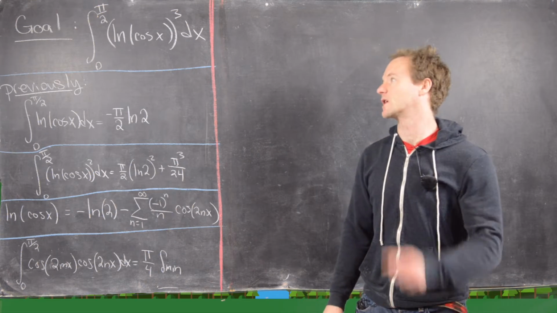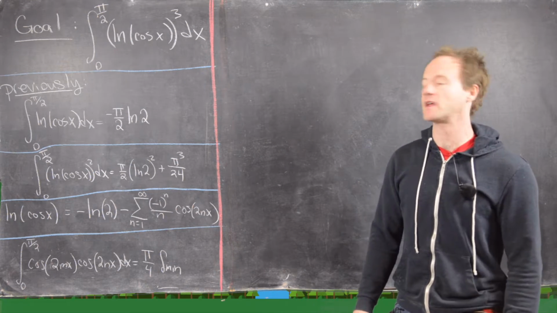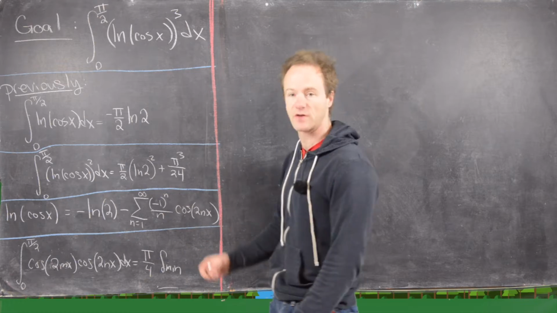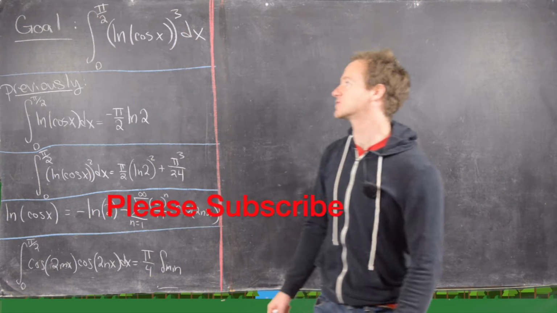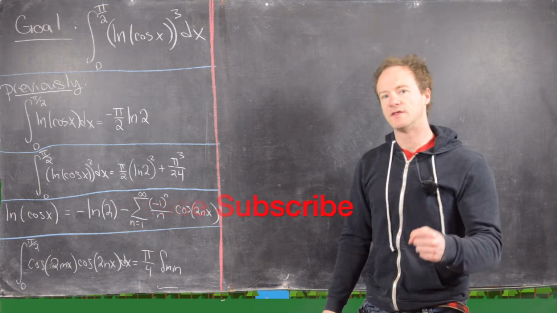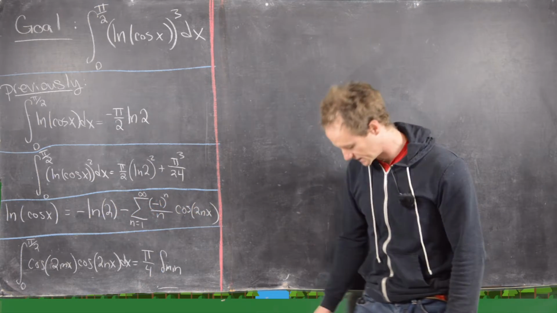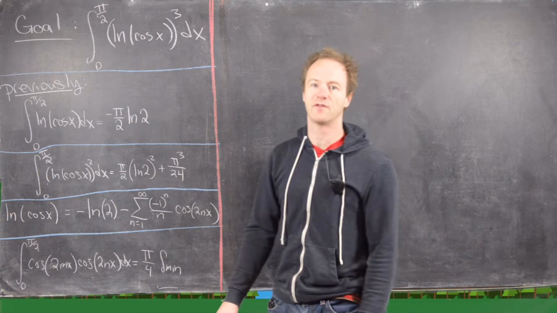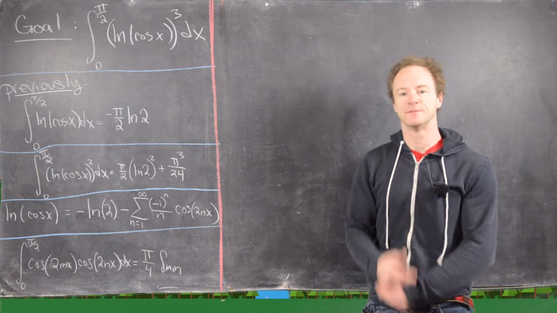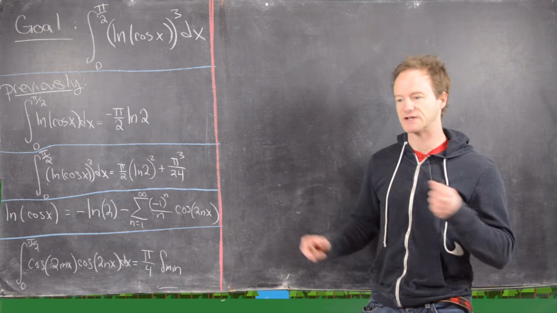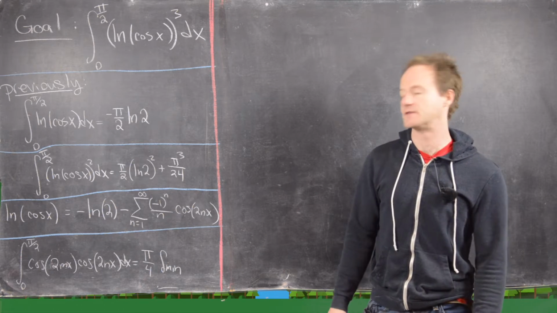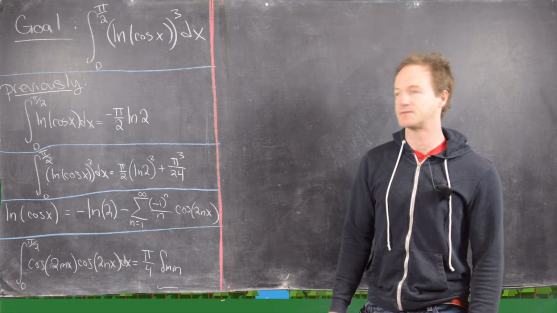Okay, in this video we're going to complete the trilogy of calculating the integral of the natural log of cosine to some power. So we started off with the natural log of cosine to the first power, then we moved on to the natural log of cosine squared, and now we're going to finish it off with the natural log of cosine cubed. Obviously you could keep going, but I think this is a good place to stop because we see all of the tricks that are involved in such a problem once we get to this point.